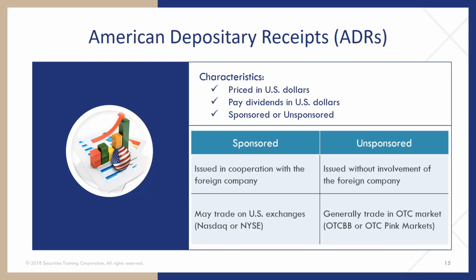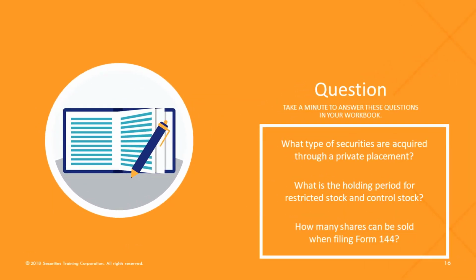Okay, let's do some new things. We're going to do some questions and some matching concepts. First, the questions. Take a minute to answer the following questions in your workbook. Question 1: What type of securities are acquired through a private placement? Question 2: What is the holding period for restricted stock? And part of that question, what is the holding period for control stock? So we have two separate answers. And the third question, which only has one part: how many shares can be sold when filing Form 144?